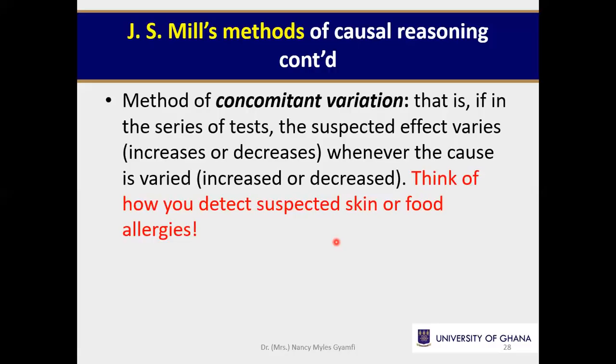I'm not sure if it is that food I ate that is causing that. So if you are using the method of concomitant variation, you have a suspicion. You want to establish a possible causal relationship. It is a suspicion that I want to establish. What do you do? You take in more of that thing that you suspect.